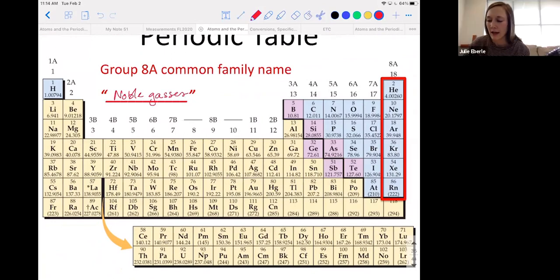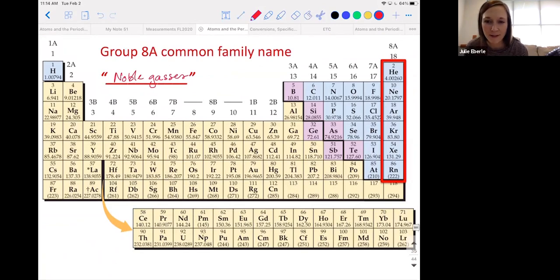All right. Okay, I'm going to ask you guys. I bet some of you know. Why are these called noble gases? What's so noble about them? What do we know about the noble gases?